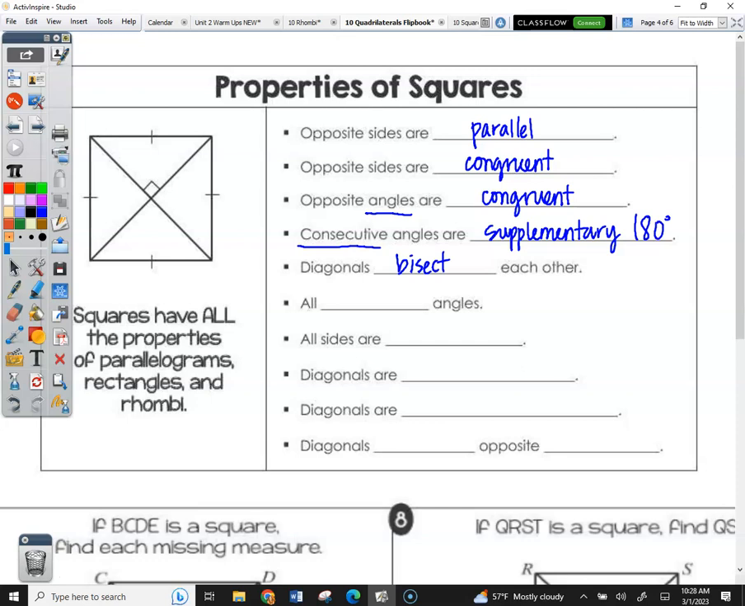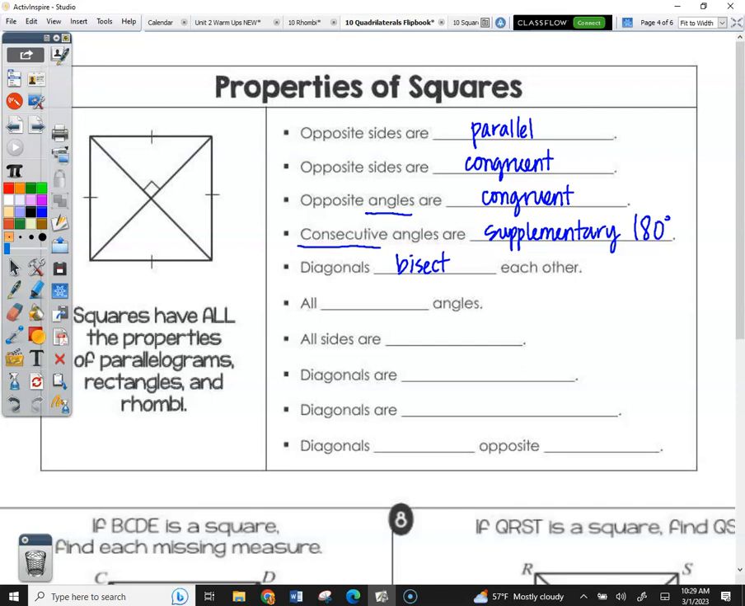Now, we have 5 more properties to fill in. They are the properties of a rectangle and a rhombus combined. A square is the most complicated shape, and by complicated we mean, or I guess you could say, bougie. It's extra, like it's got every property. Anything you can think of, it's got the property.